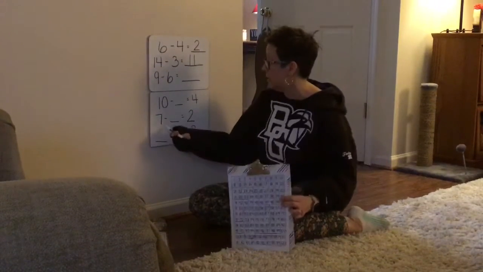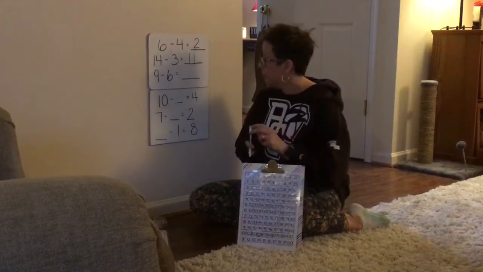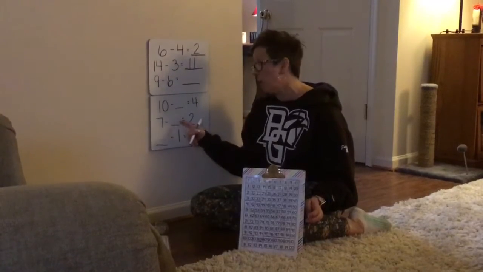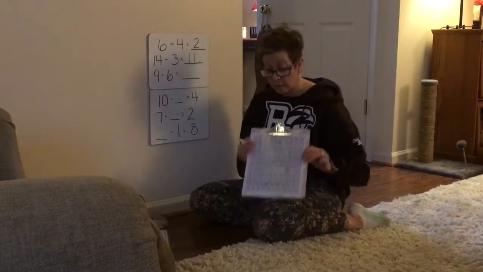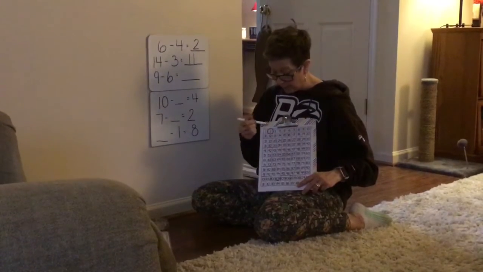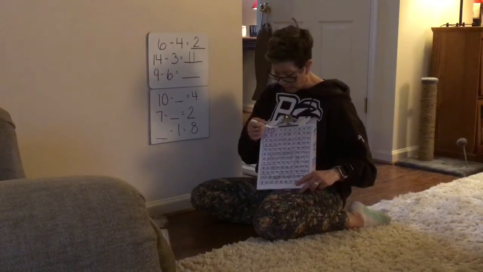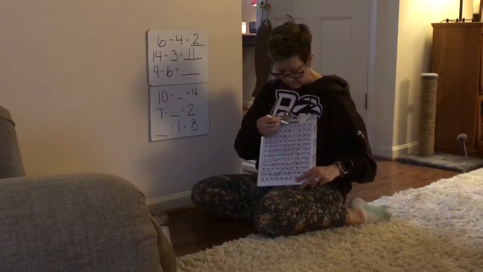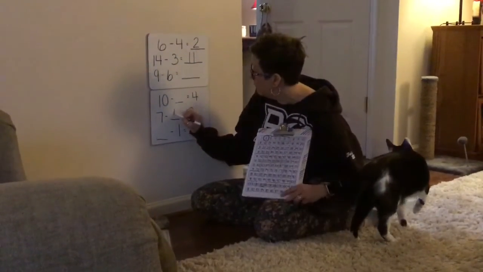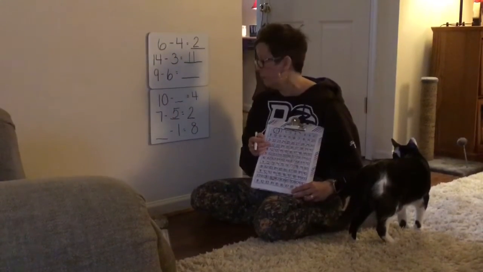We have 7 minus blank equals 2. I think I'm going to use addition to solve this missing part. And this is how I'm going to do it. I'm going to start at 2, and I'm going to count my hops and stop at 7. 1, 2, 3, 4, 5. I counted 5 hops. 7 minus 5 equals 2.